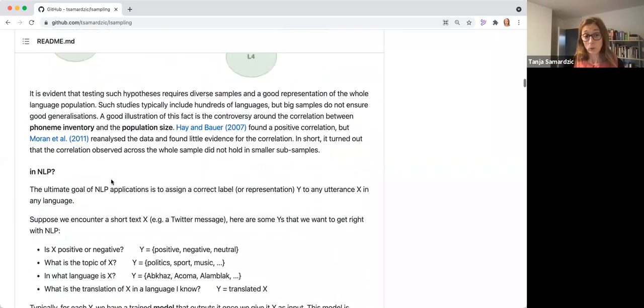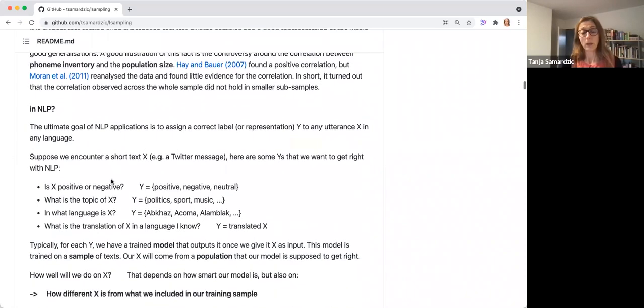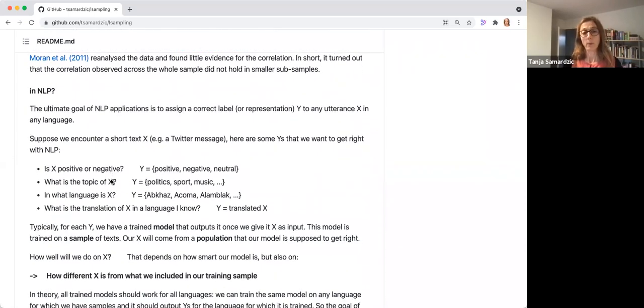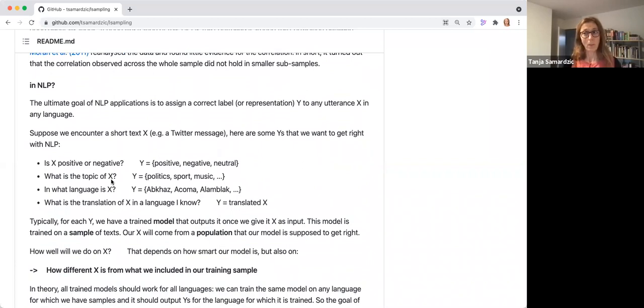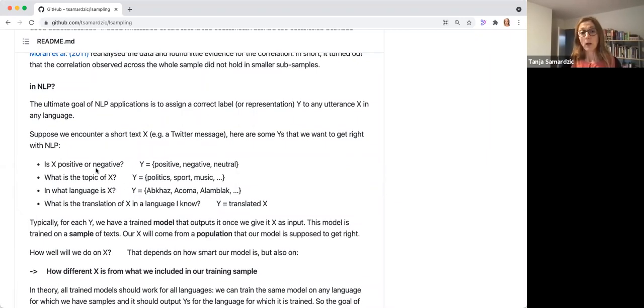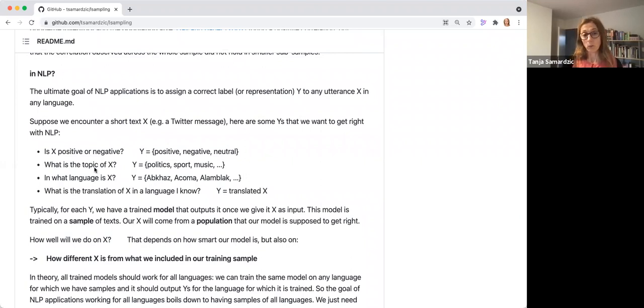Now, when it comes to NLP, I think here also things become relatively evident, right? So in NLP, what we want is to have some output when we give a text as input. So let's say that we come across a Twitter message, right? And these are the things that we want to do with NLP. So we want to know, for example, whether this Twitter message is positive or negative.